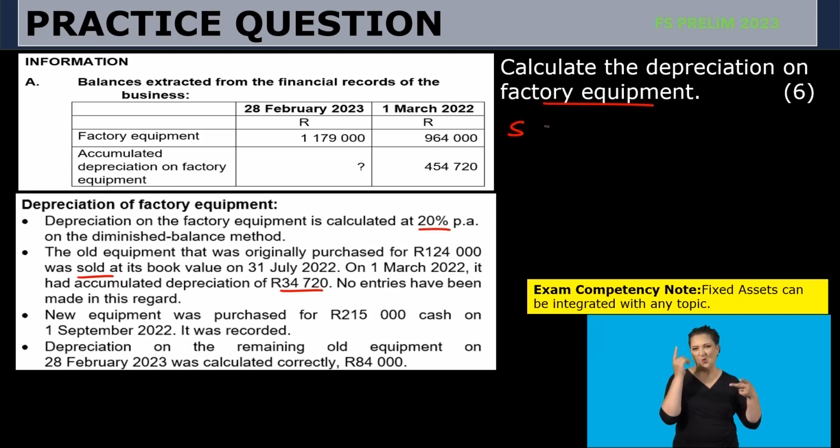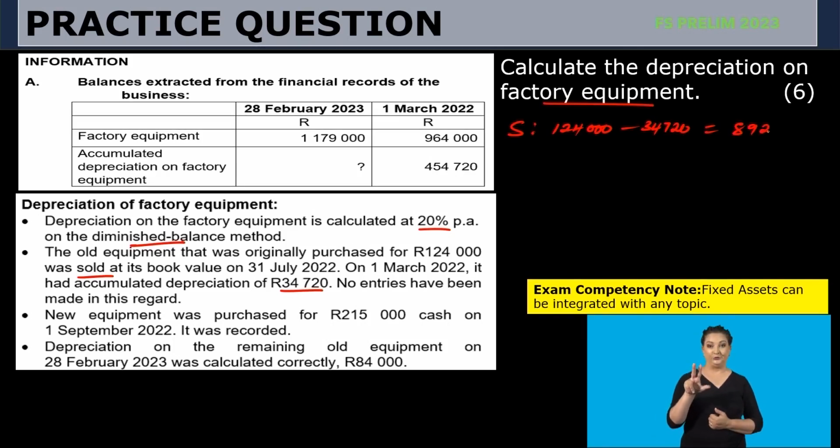So I know that on my sold, its cost was 124,000. That was its cost. All right. And it had accumulated depreciation minus 34,720. Which method are we using? Diminishing balance. That means it's going to give me carrying value now. How much is that carrying value? 89,280. That is the carrying value. Then I'll say that 89,280, I multiply that by the depreciation rate, which is 20 over 100.